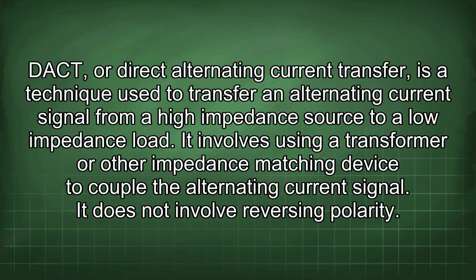DACT, or direct alternating current transfer, is a technique used to transfer an alternating current signal from a high impedance source to a low impedance load. It involves using a transformer or other impedance matching device to couple the alternating current signal. It does not involve reversing polarity.